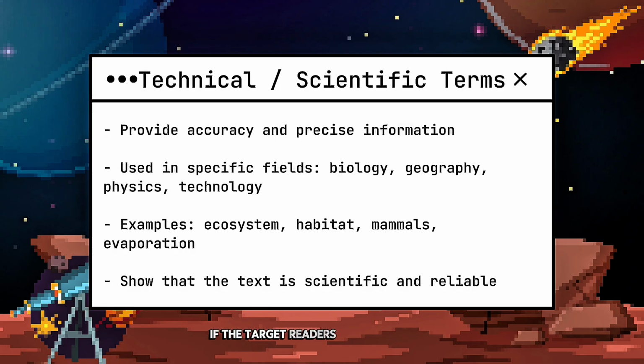If the target readers are not experts, the writer may give a short explanation, such as evaporation is the process of changing liquid into gas. The use of these terms shows that the report is based on scientific knowledge.